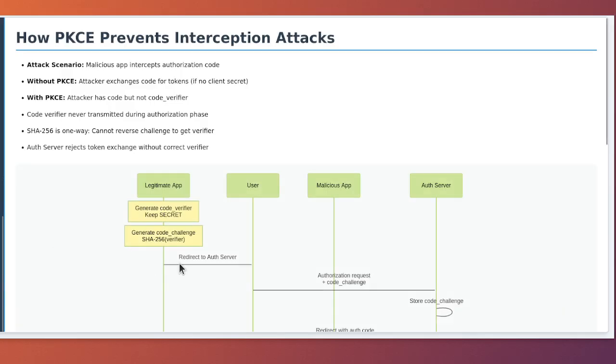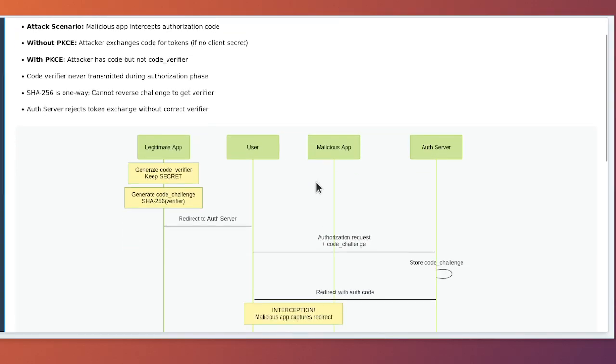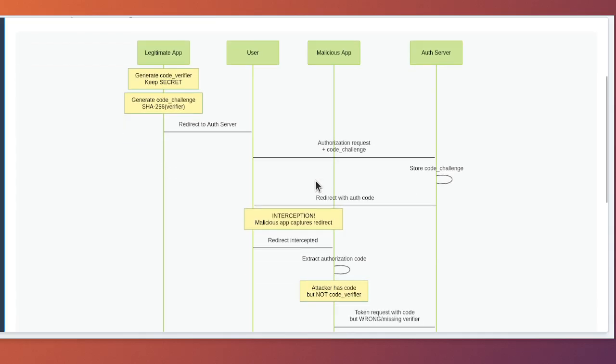How PKCE prevents interception attacks. Now let's examine exactly how PKCE prevents authorization code interception attacks, which is the primary threat it was designed to address. Understanding the attack scenario and how PKCE mitigates it will deepen your appreciation for this elegant security mechanism. The authorization code interception attack is particularly dangerous for mobile and single-page applications where the authorization code is transmitted via redirects that can be intercepted.